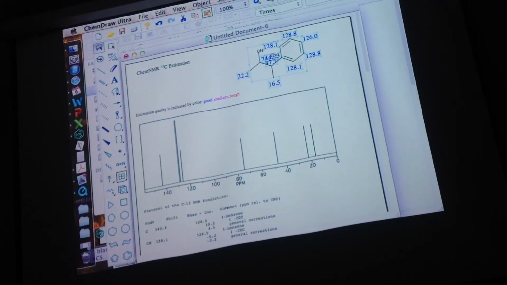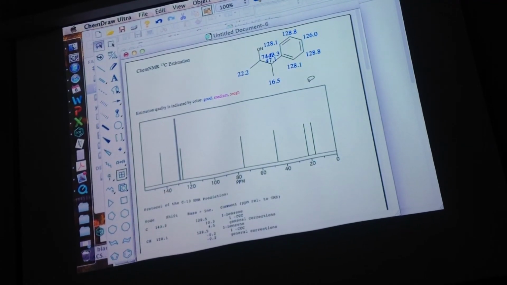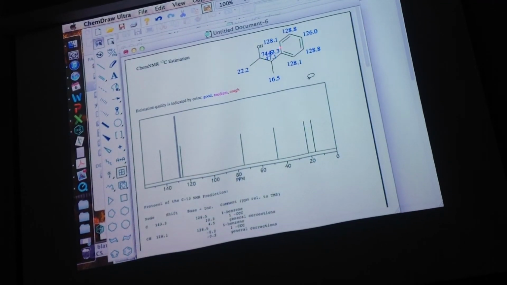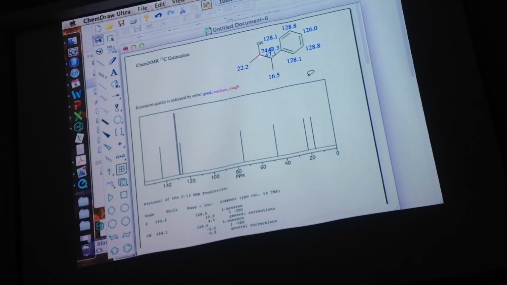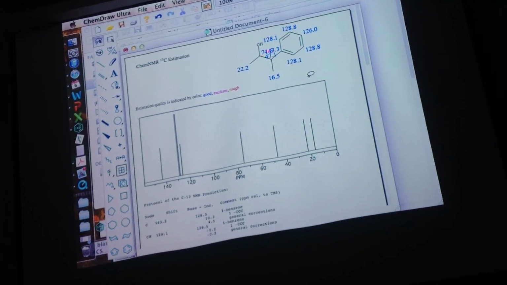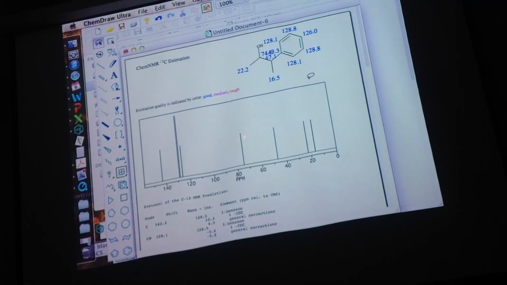I can't see it. There's one that's 140 something, but I can't see it. Let's do the others, and then we'll come back to it. So, let's do the carbon with the OH on it, right there. Yeah, it's kind of all blobbed up here. It's got to be this one right here. Yeah, it's got to be the carbon with the OH around 70-ish.